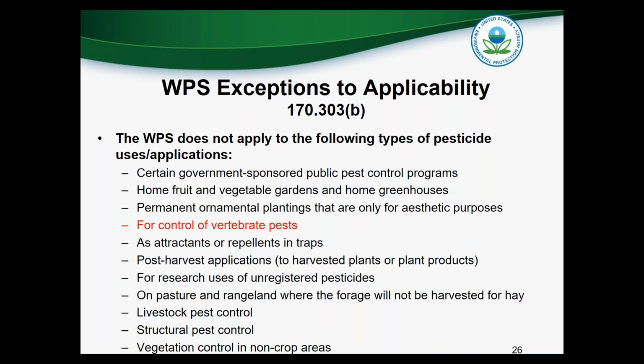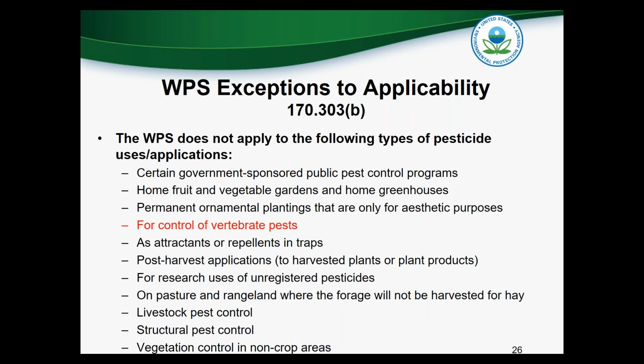But now we'll talk about these exceptions, because essentially, if you are growing an agricultural plant on an establishment, you are probably covered by the WPS, except for those that the rules specifically excluded because it was found that that type of plant production shouldn't fall under the WPS because of the nature of it, or wasn't the type of production we wanted to cover. And that is certain government-sponsored public pest control programs.